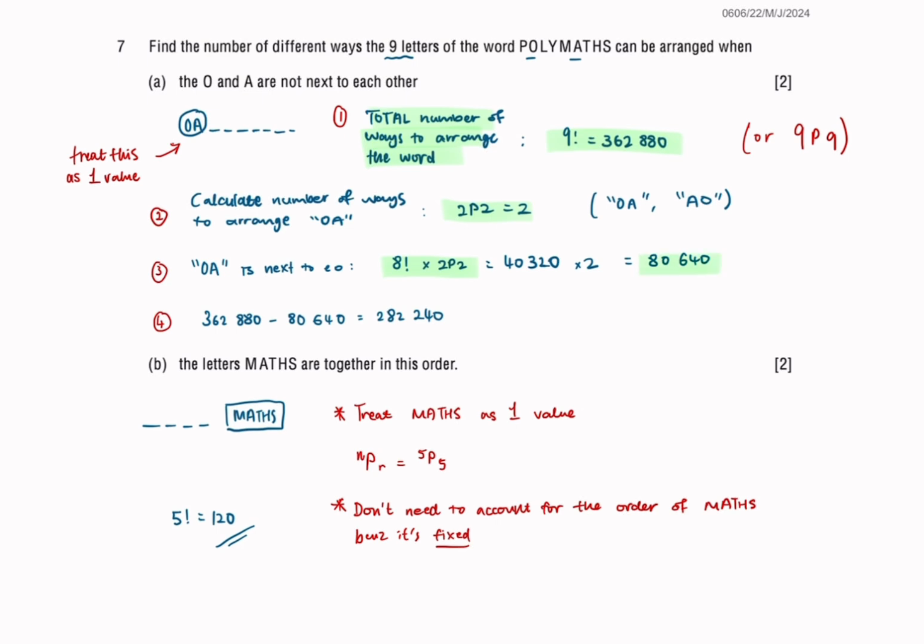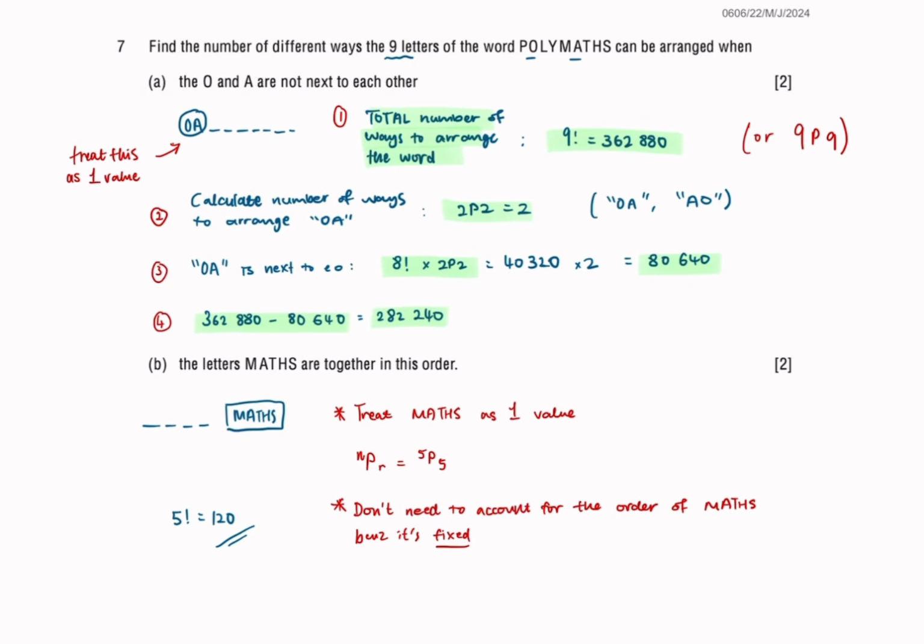And like what I said just now, I took the total number of ways to arrange and I subtracted the number of ways in which O and A are next to each other, so that I will get the number of ways that O and A are not next to each other. So yeah, that's the final answer.